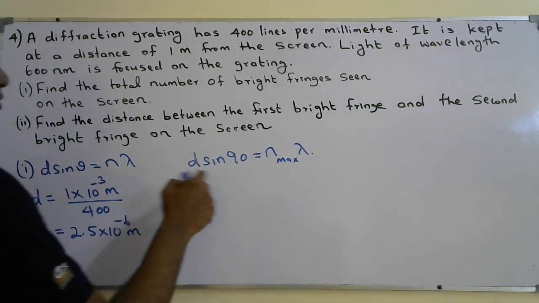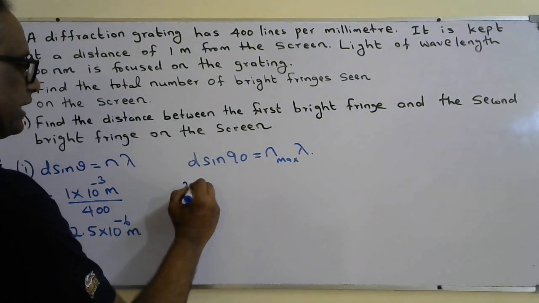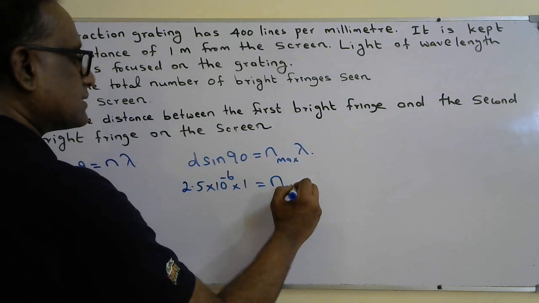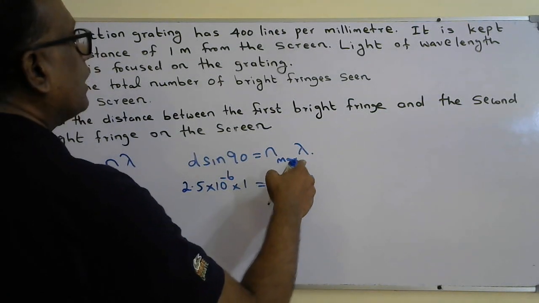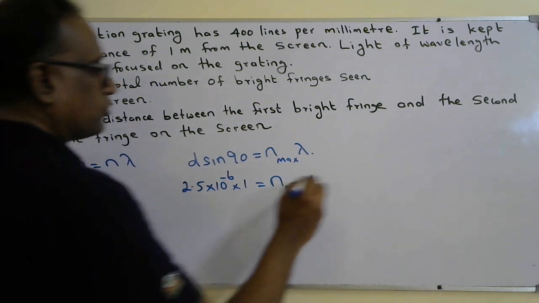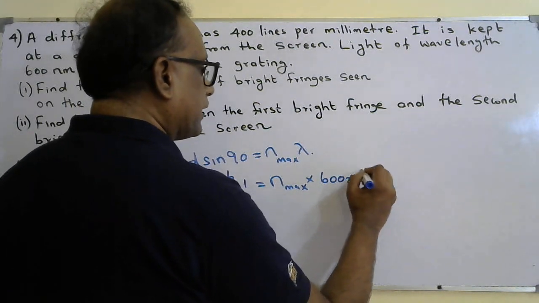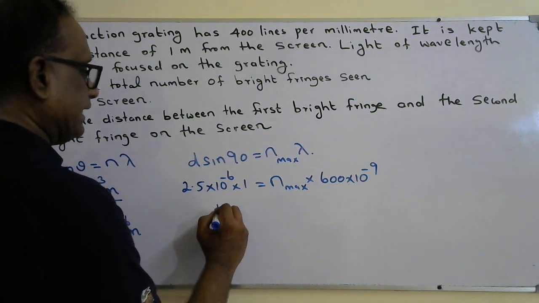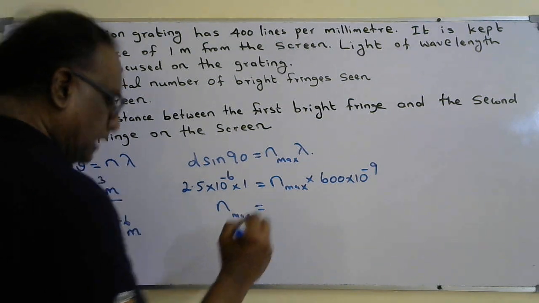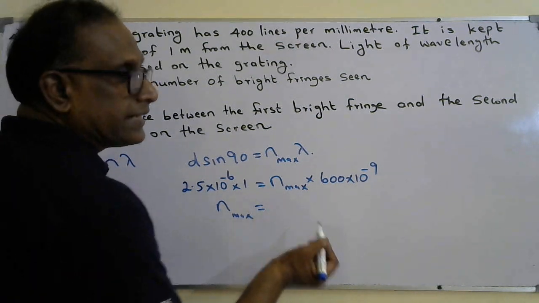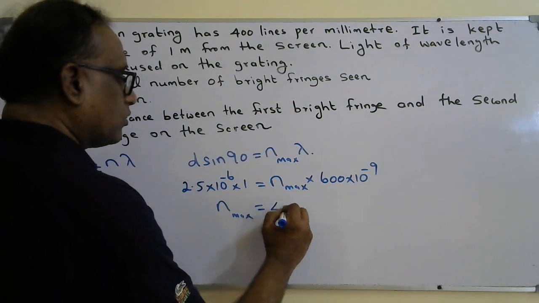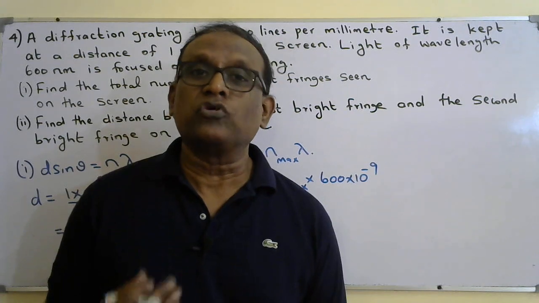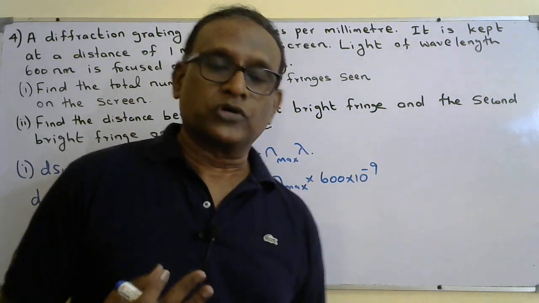So I need to find the n max. I know d is 2.5 into 10 to the power minus 6, sin 90 equals n max into lambda, and lambda is 600 nanometers, 600 into 10 to the power minus 9. So n max comes to about 4.17, but we can't take 4.17, it should be an integer. So the 4th order we'll see. On the screen, a maximum of fourth order fringe will be produced.